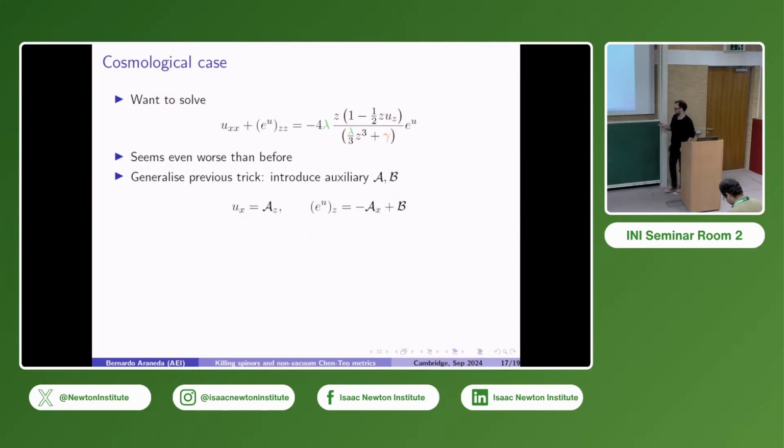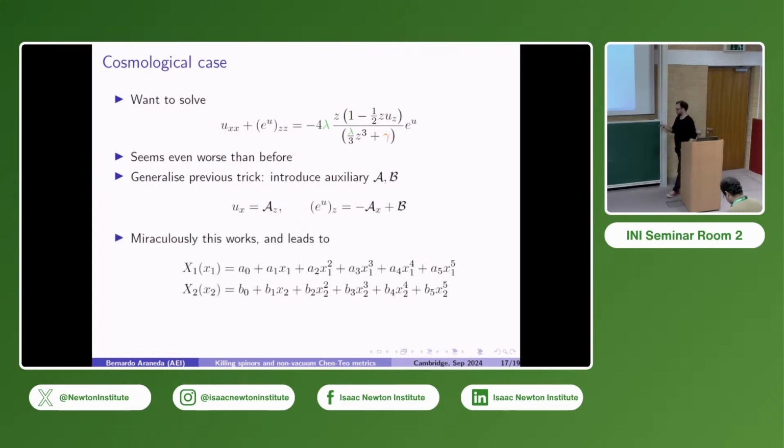You now introduce two auxiliary variables, A and B, via this simple thing. You replace everything, and eventually this allows you to solve the system. So this is an elementary trick to solve this horrible equation. I don't know why, but it works. Miraculously, this works. And now you deduce that x1 and x2 are fifth order polynomials. In the other cases, we had fourth order, now with a power of 5.